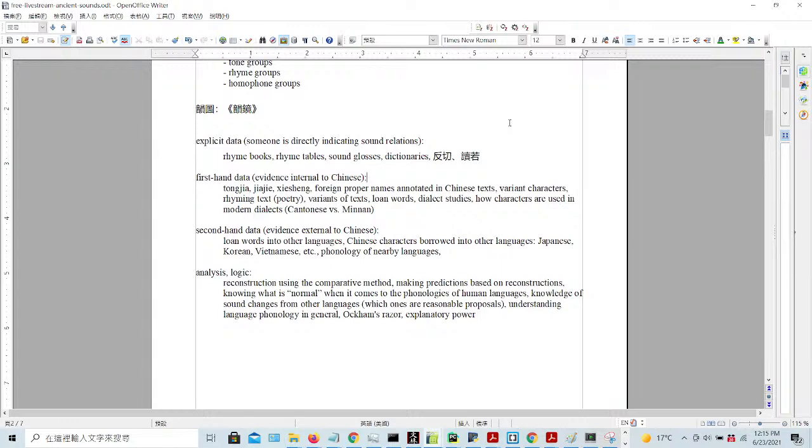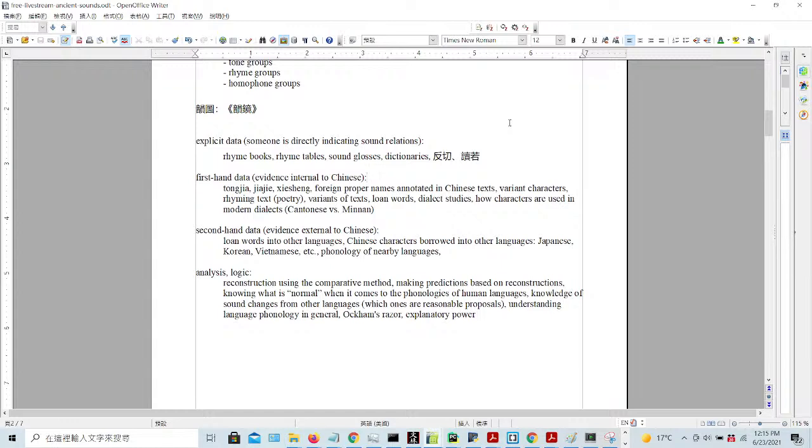We have rhyming text. So the reconstruction of Old Chinese, for instance, is heavily based upon how characters rhyme in the Shijing, or the Book of Odes. We have variant texts. In Chinese, it's called yiwen, where you have one text quoting another text, but they do it a little bit differently. So they might use a different character that has the same sound or a similar sound, or it could actually even represent a change in sound.